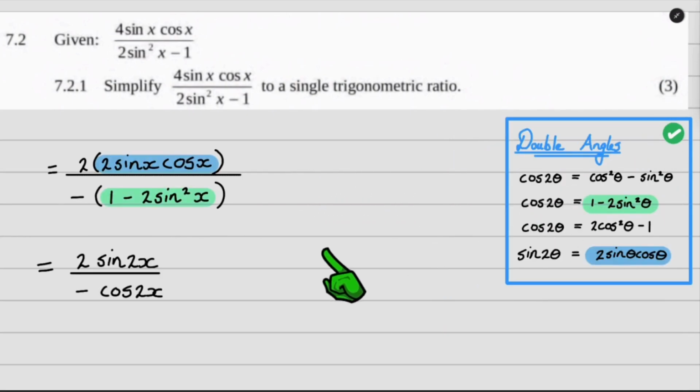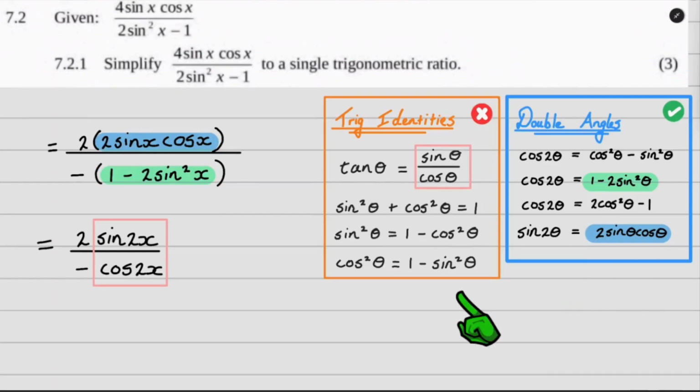Okay, so we are getting somewhere. Bear in mind that 2 just stays in front here, and that minus just stays in front here. And you can see I've changed the respective ones with their double angle formulas. Now I'm seeing sine over cos. That's an identity. So let's grab that identity quickly. So sine over cos will give me tan. And if it's sine 2x over cos 2x, it'll give me tan 2x.